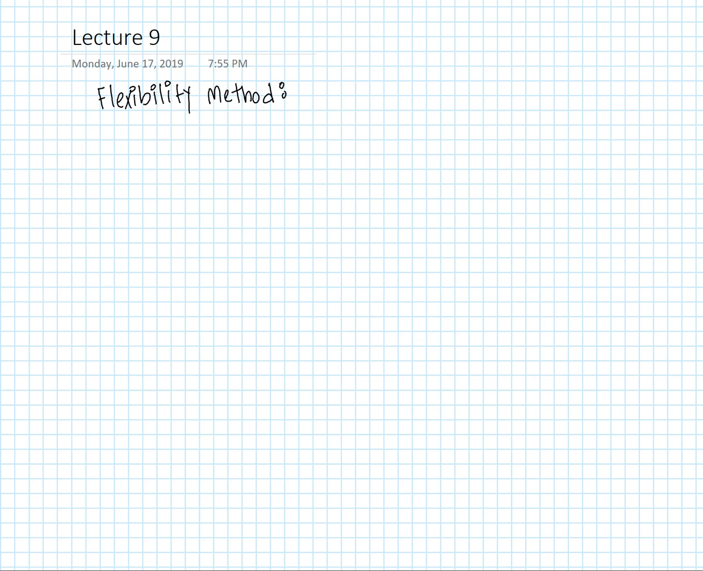Alright everyone, welcome back. Today we're discussing the flexibility method, which is the inverse of the stiffness method. And stiffness method is really what we talked about in the last two lectures. So let's just quickly recap on what we did. With the stiffness method, we introduced truss and beam elements.